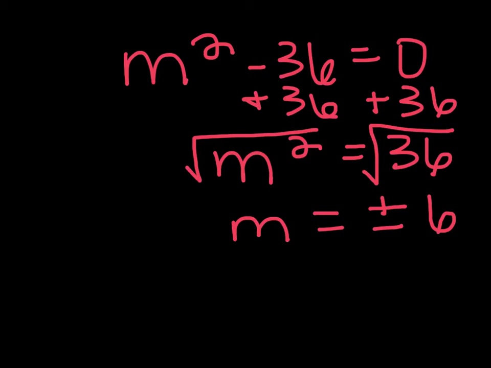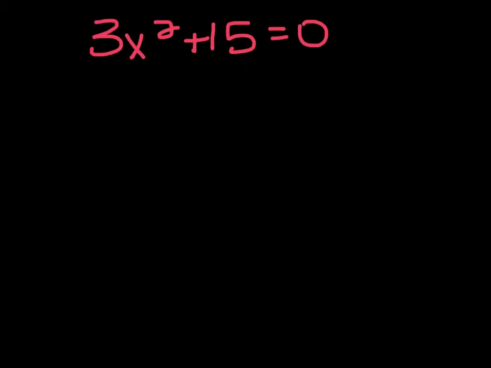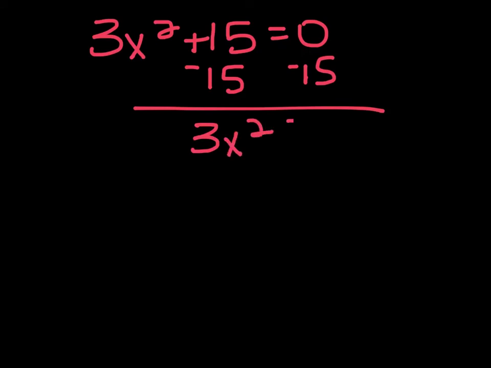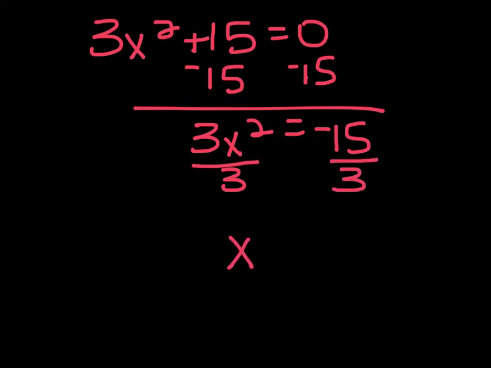Let's do another one to show you maybe one that you're unexpecting. All right, so now we have 3x squared plus 15 equals 0, so we want to isolate the variable. So the first step would be subtracting 15 on both sides. So you would end up with 3x squared is equal to negative 15. Divide both sides by 3, so you get x squared is equal to negative 5.